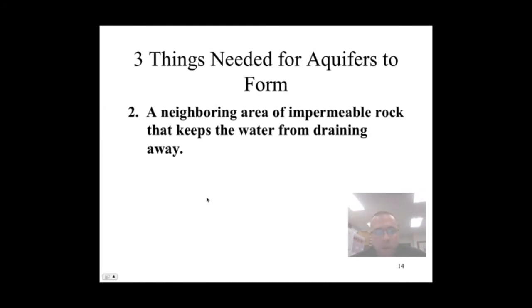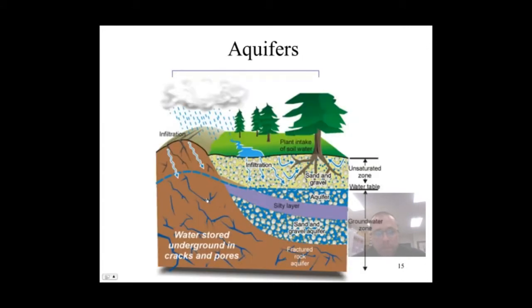Two, a neighboring area of impermeable rock that keeps the water from draining away. So we have to have some impermeable layers somewhere near here to keep the water in place. Maybe that's the bedrock at the very bottom, underneath the sand or the gravel or something like that. Or maybe it's a layer of clay. That's considered impermeable too.